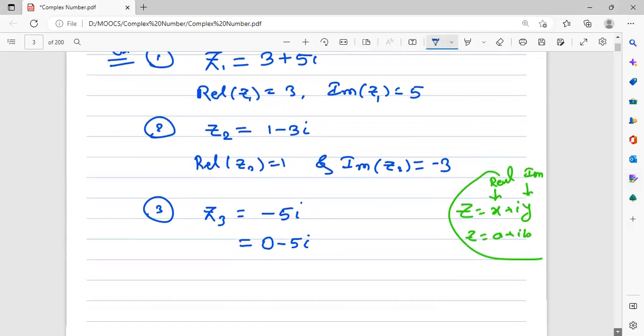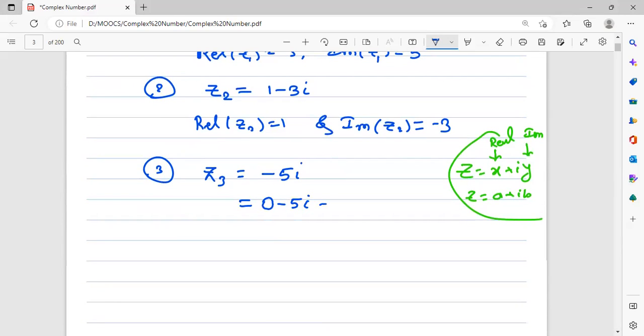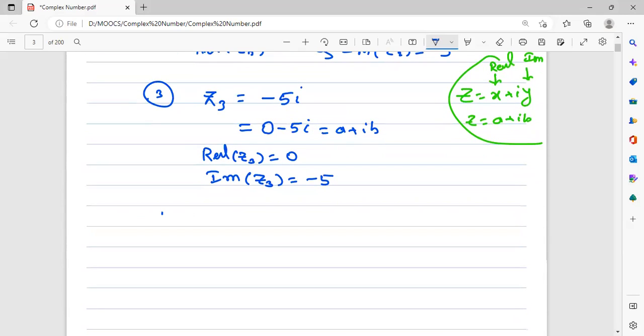Now, what is the real part? This is just like the a + ib form, where a is the real part. The real part of this z3 is equal to 0 and the imaginary part of this number is equal to -5. Here I will take another example and then we'll write our conclusion.